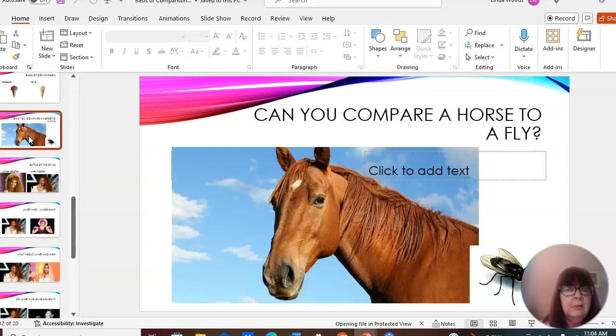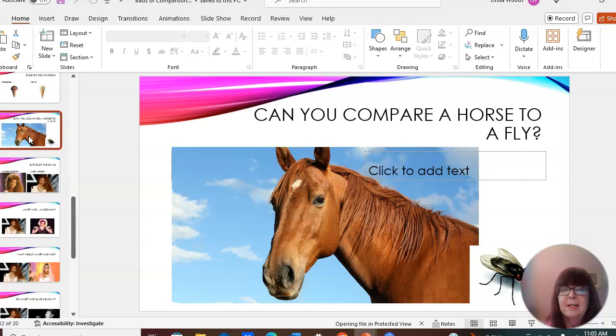Now, let's think about it another way. If we have two animals from the same classification, the comparison becomes more valid. Can you compare, for example, a horse to a mule? Yes. Can you compare a horse to a cow? Yes. Because now you're getting much closer. The comparison has more validity, right? You're dealing with mammals. You're dealing with very large, four-legged, warm-blooded creatures.